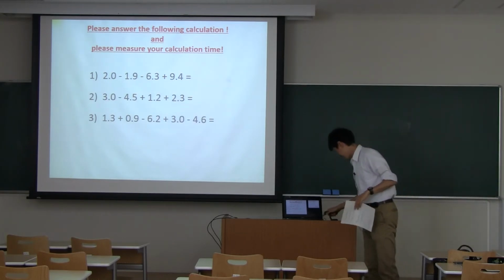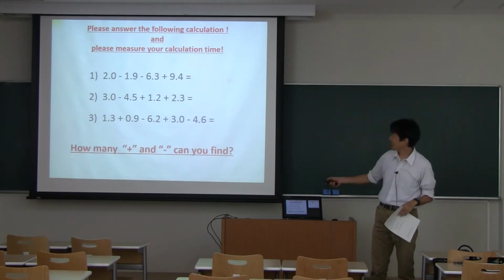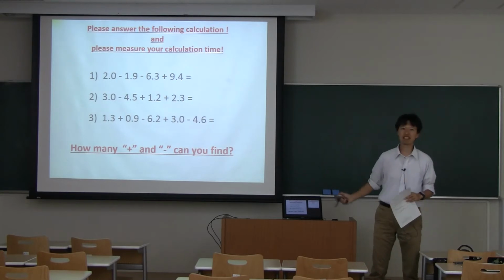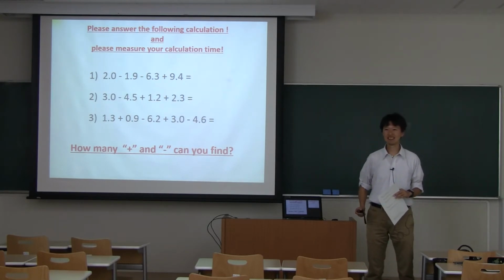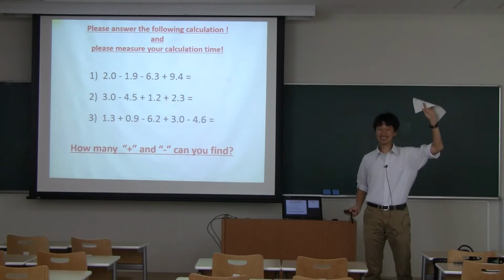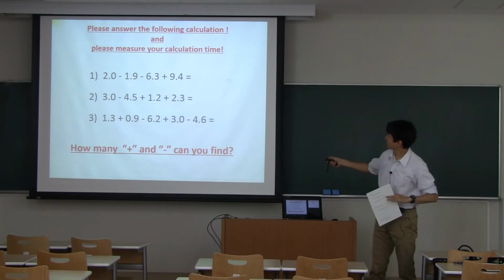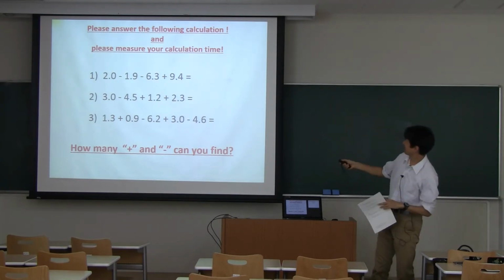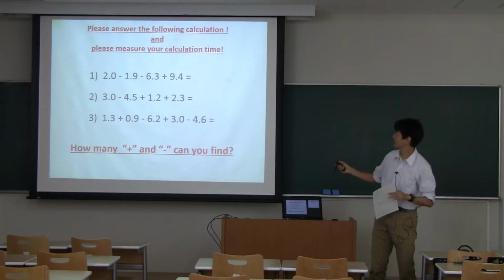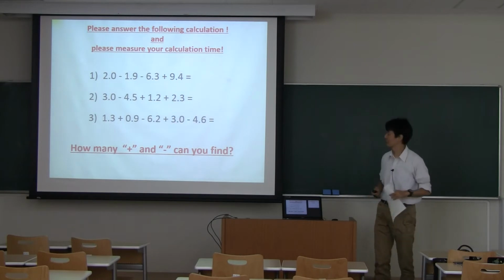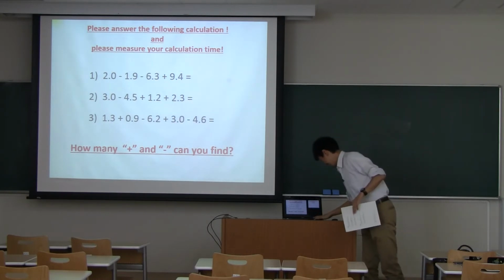Next task. How many plus and minus operations are in the 3 equations? Any ideas? 5 minus, 5 plus. Okay, a total of 10. Minus is 1, 2, 3, 4, 5, and plus is 1, 2, 3, 4, 5. Total 10 operations in that. Okay, next.